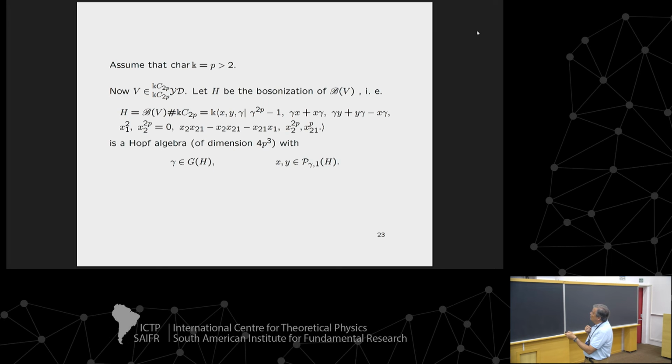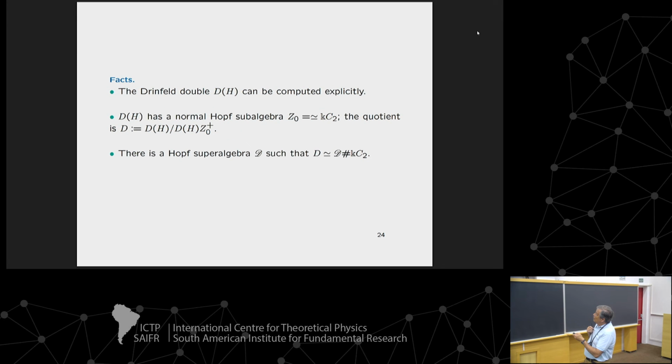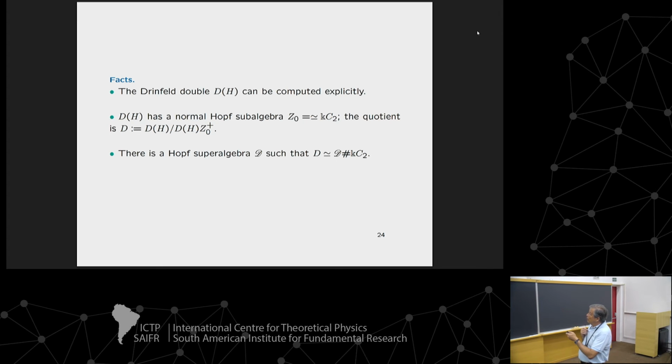The co-multiplication of this Hopf algebra says that gamma is a group-like element, and x and y are gamma 1 primitives. Okay, so this is more or less easy. And there are a couple of facts. I didn't want to give you all the details because I gave them already for H.